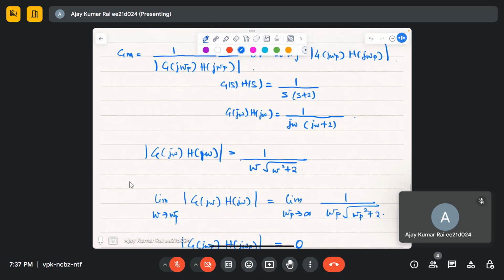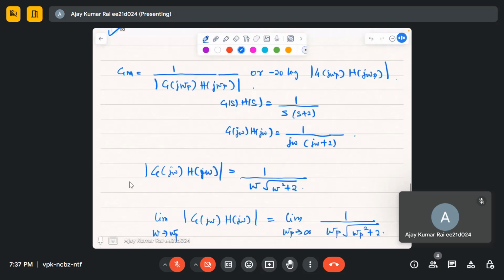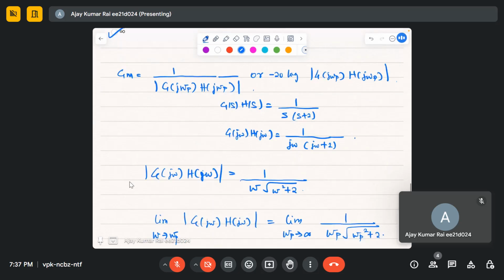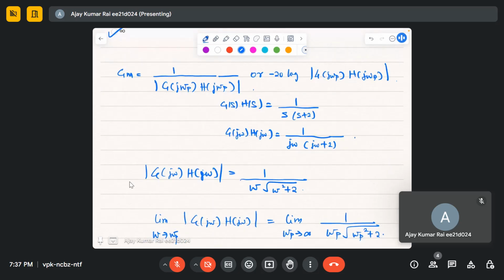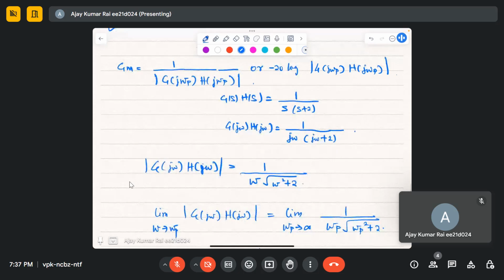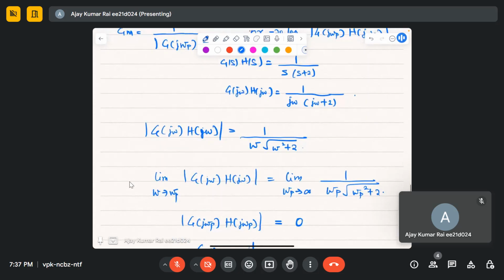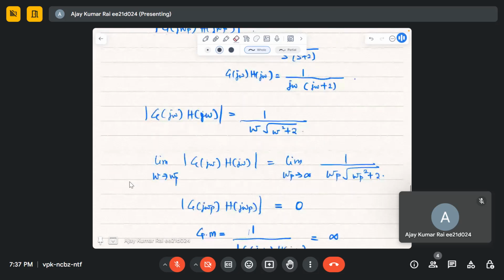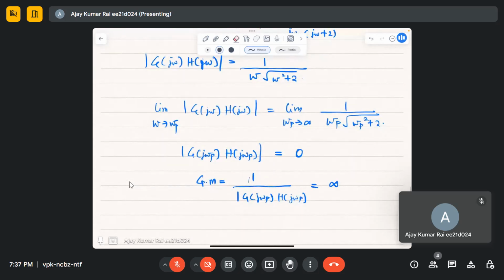So step by step, we have calculated the gain margin. First we calculate the magnitude of the open loop transfer function or sinusoidal transfer function. Then when omega is equal to omega p, what is the magnitude? In this case, it's 0, and reciprocal of that is equal to infinity.